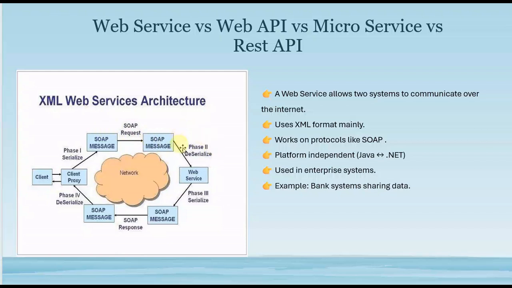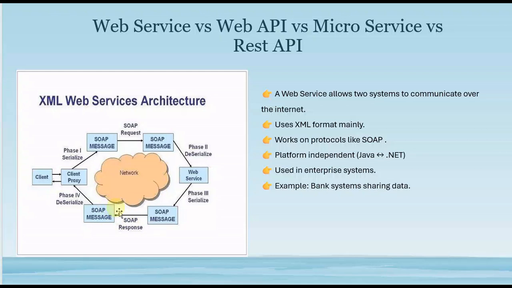Look at the picture in phase 2, deserialize. The web service receives the message and converts it back into a readable format. Now the web service processes the request and prepares the response. Now look at phase 3, serialize. The response is again converted into a SOAP message and travels back through the network. In phase 4, deserialize, the client proxy converts the message back and sends the result to the client.